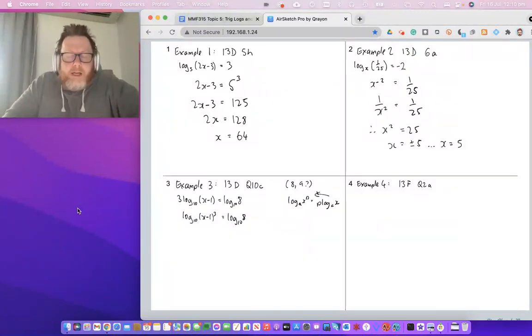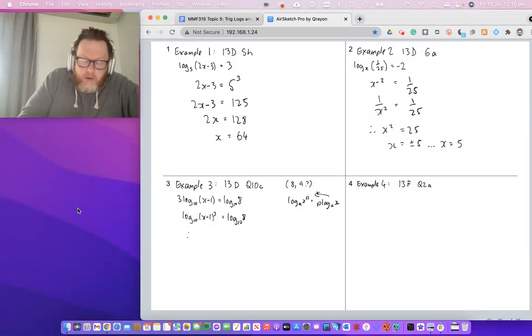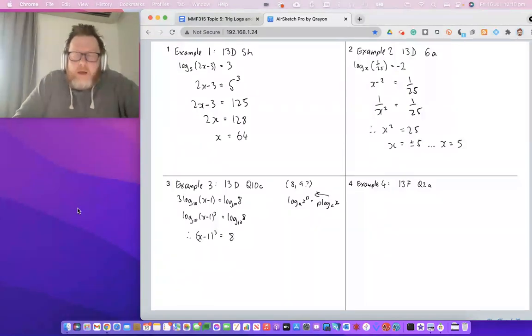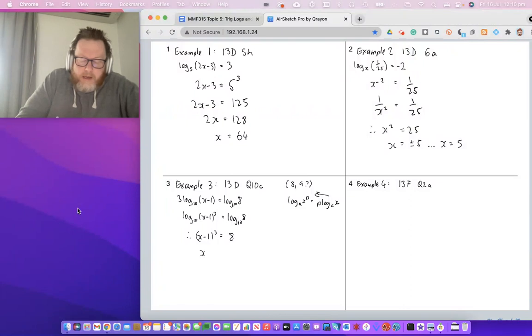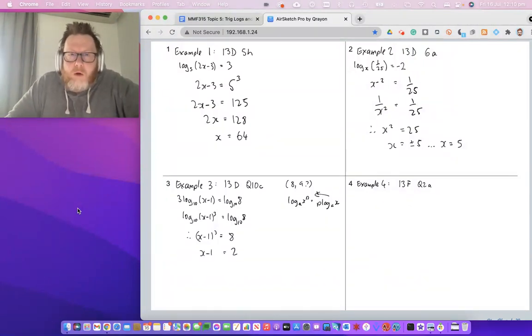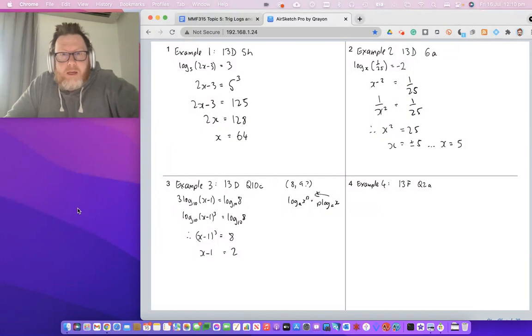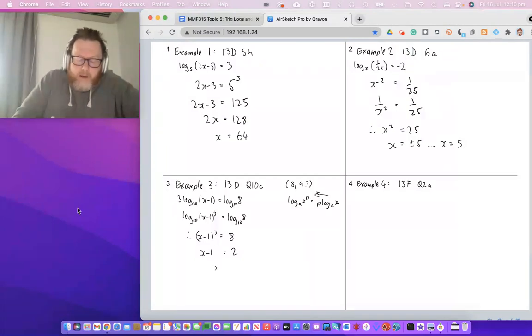Now that we have log base 10 on the left and log base 10 on the right, we can equate the arguments of the logarithm function. So therefore, (x minus 1) cubed must equal 8. Now I can cube root both sides to get x minus 1 is equal to 2. Remember, it's not plus or minus 2 with odd powers because negative 2 all cubed would be negative 8. But we're given a positive 8, so it must have started with a positive 2. And then add 1 to both sides to get x is equal to 3. Done.